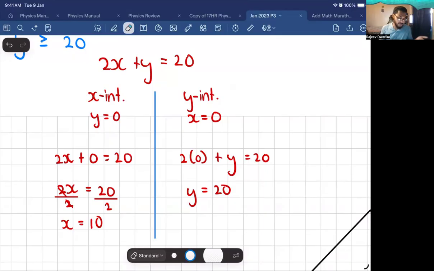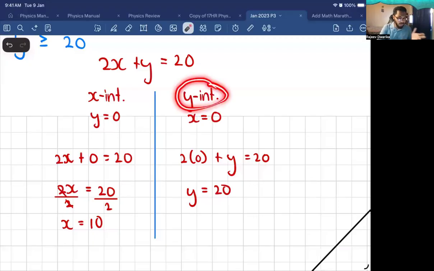Tell me, if you're on the x-axis, you can only move horizontally, left or right. So your y value is 0 because there's 0 vertical movement. If you're on the y-axis, the y-intercept, then the x value is 0 because you can only move vertically.